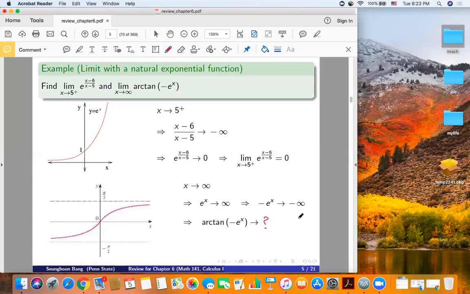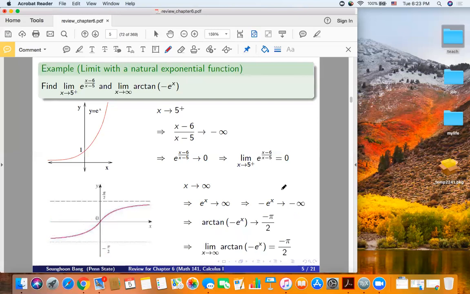Thank you, all of you. Your answer is right. Here, the minus e to the x approaches minus infinity. What does it mean? This is the input of arctangent approaching negative infinity. What happens to arctangent? Arctangent approaches this dotted line, the horizontal asymptote, minus pi over 2. The answer is minus pi over 2.